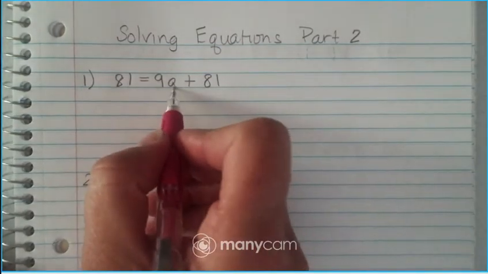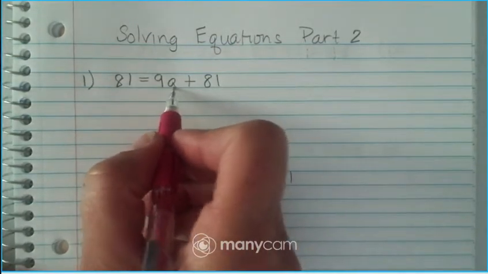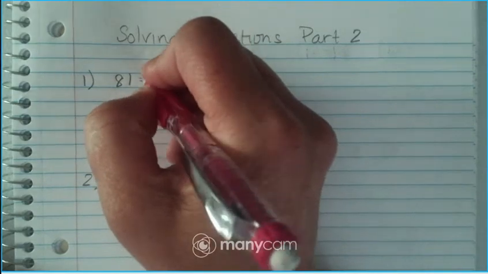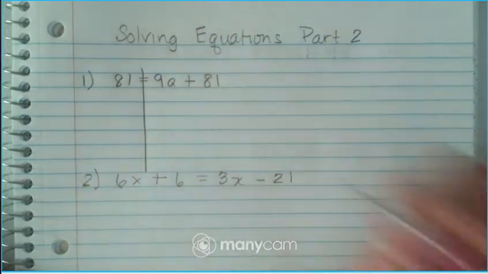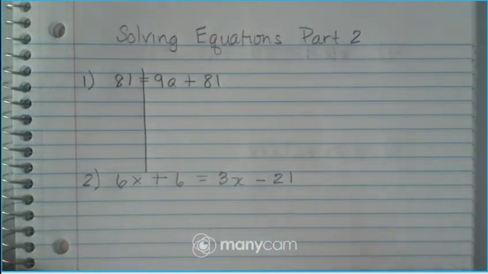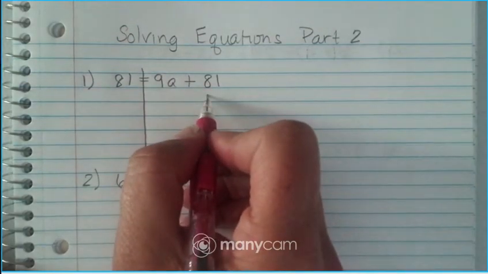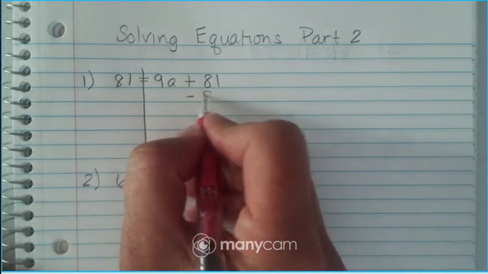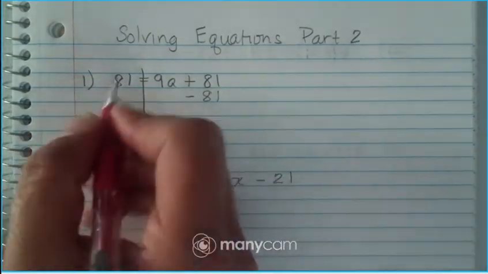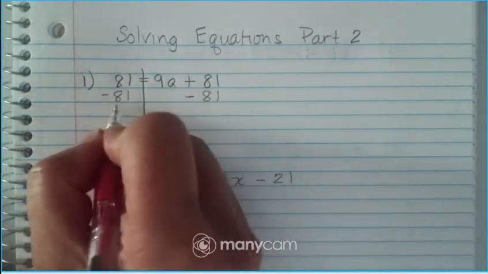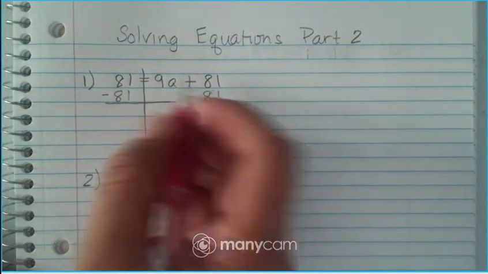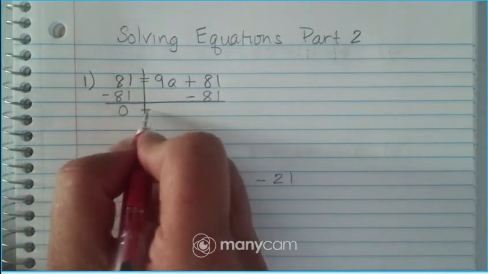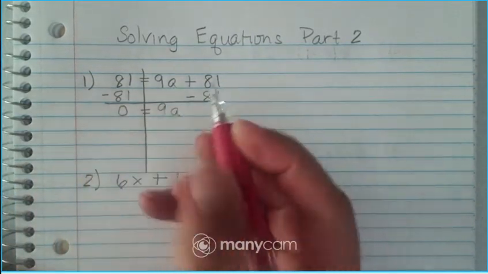And so remember, we still have to isolate that variable. So we're still trying to get A alone. Remember, our volleyball teams: get variables on one side, numbers on the other. So my 81 has to go away first. It's positive 81. So negative 81 is going to cancel it. So it's a 0 here and 9A here.